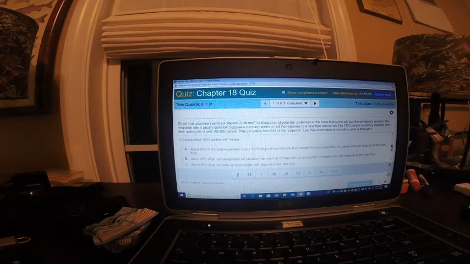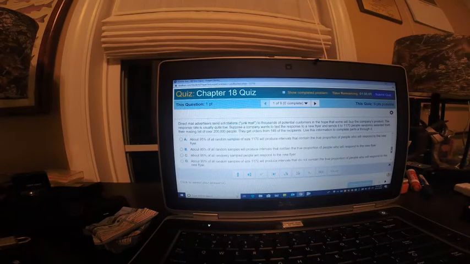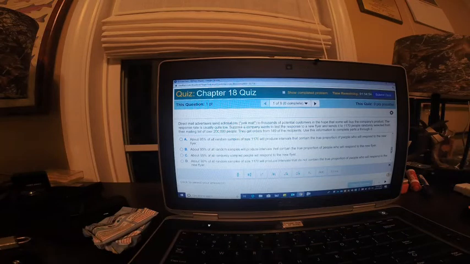All right. C says explain what 95% confidence means. Okay. A says about 95% of all random samples of size 1,170 will produce intervals that contain the true proportion of people who will respond to the new flyer. B says about 95% of all random samples will produce intervals that contain the true proportion of people who respond to the flyer. C says about 95% of all randomly sampled people will respond to the flyer.